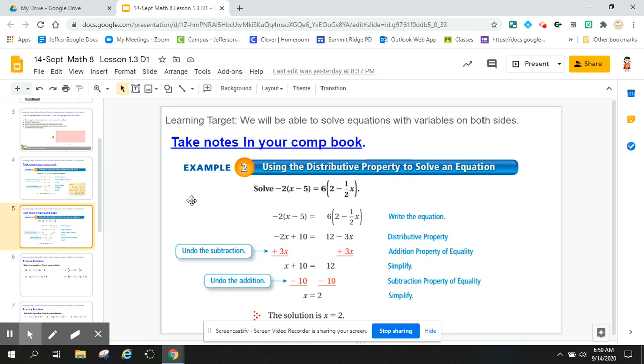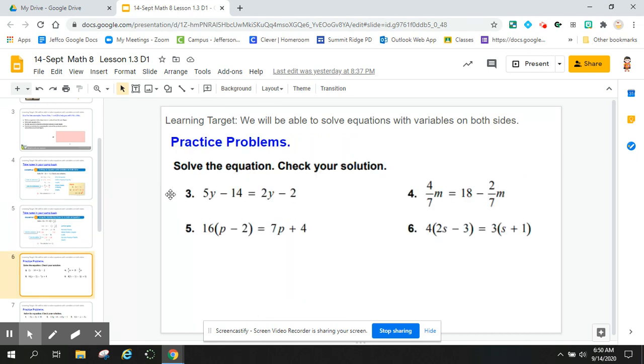This example is using the distributive property. So here it is. I worked it all the way out to your solution. And this one, I'm not having you check your solution. So let's go to this one. It just says solve the equations and check your solutions.